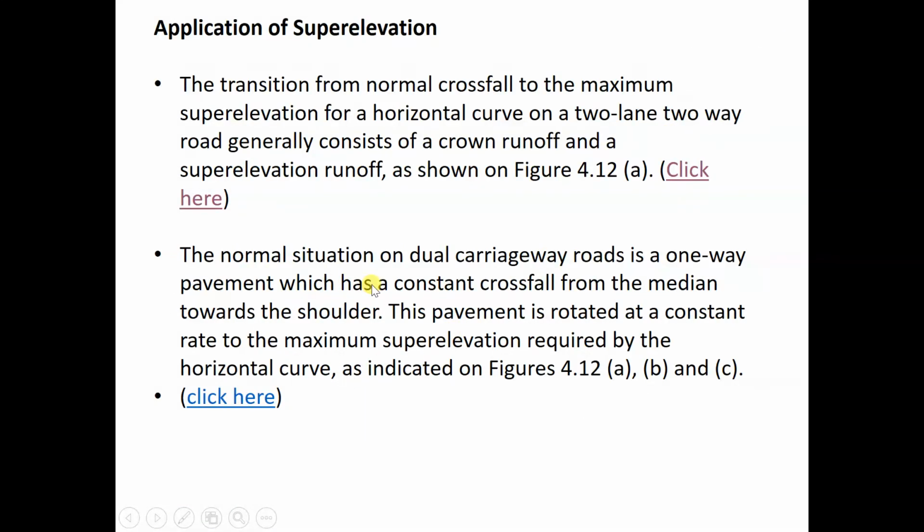Okay, the normal situation on dual carriageway roads is a one-way pavement which has a constant crossfall from the median towards the shoulder. The pavement is rotated at a constant rate to the maximum super elevation required by the horizontal curve, as indicated on figure 4.12a, b, and c.